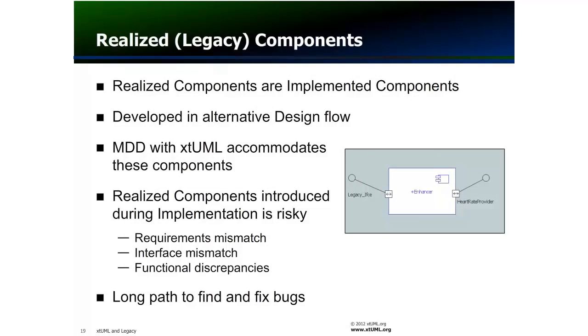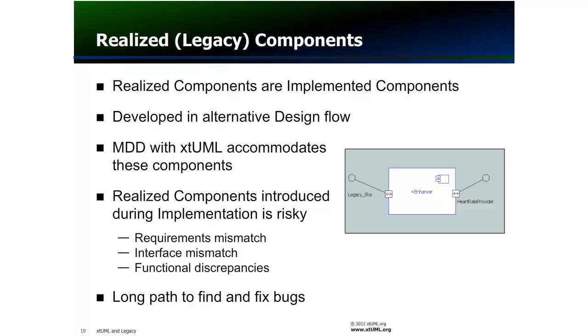We have seen how we can integrate legacy artifacts into the generated code. But we can also treat legacy code as an implemented component. We use the term realized component to mean a component that has been implemented in some design flow other than xtUML. There are many reasons why an alternate flow might have been used, but a common case is where some part of the system is already implemented and is being reused from a previous project.